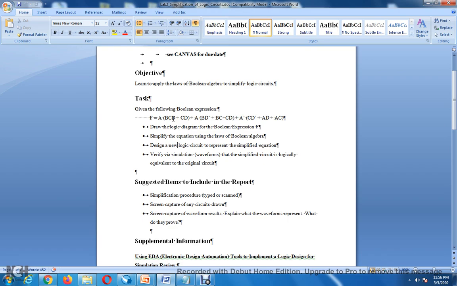Okay, so let's work on this. In your report, for the simplification procedure, you need to type or scan it in. You need a screen capture of the one BDF diagram in your report. You need your waveform results, and you need to explain what the waveforms represent and what they prove. Of course, you need some other things to have a complete report, such as the theory section, procedure section, and so forth. So let's get to work on this.